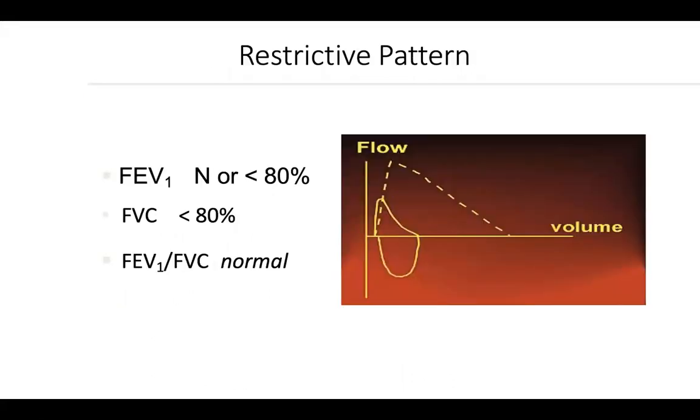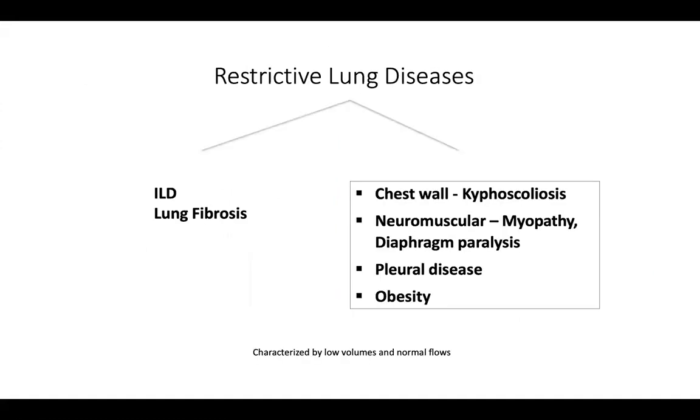Coming to the restrictive pattern, wherein the size of the loop is altered, but the shape remains the same. The common restrictive lung diseases are basically interstitial lung diseases or lung fibrosis, and any anatomical abnormalities like kyphoscoliosis, neuromuscular disorders can present as restrictive lung diseases.